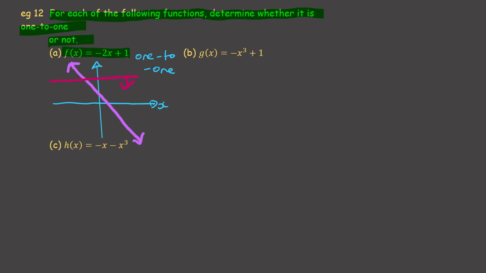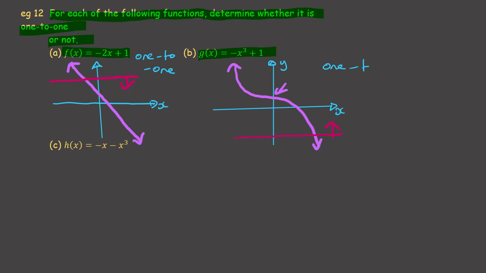The next one is g of x is negative x cubed plus 1. So you should have a good idea of what that looks like just from what you did last year in year 11 in methods. So got x and y, and it's going to look something like this. It would have a horizontal point of inflection just here, but the point is any horizontal line on there is going to cut once only. So that one also is 1 to 1.